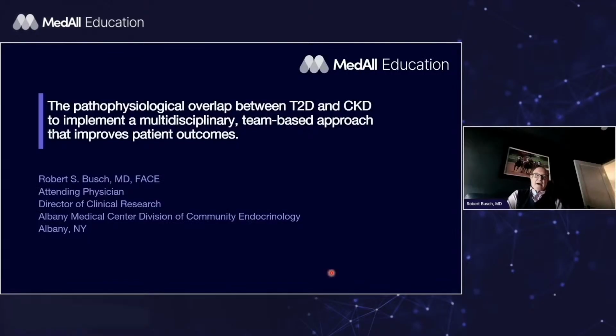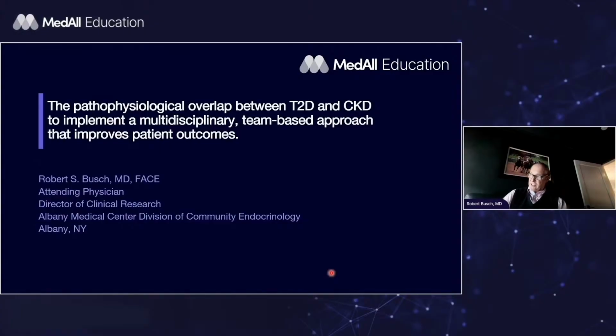Hi, my name is Bob Busch. I'm an endocrinologist in Albany, New York, and director of clinical research. And we did some of the studies that I'll be reviewing with you. And we're going to talk about the overlap between type 2 diabetes and chronic kidney disease to implement a multidisciplinary team approach that improves patient outcomes.